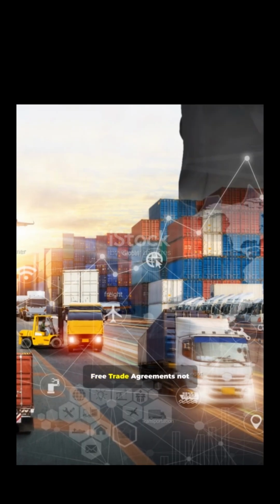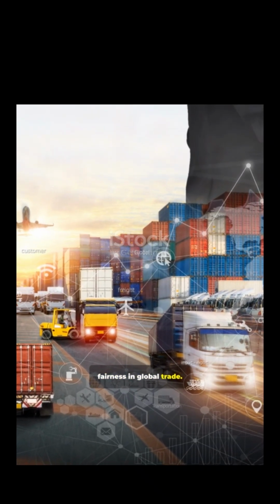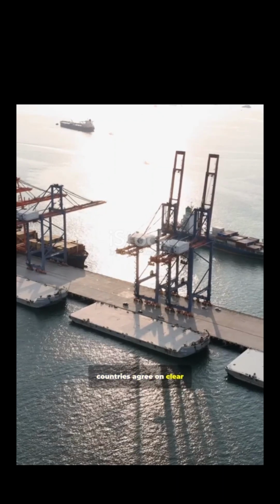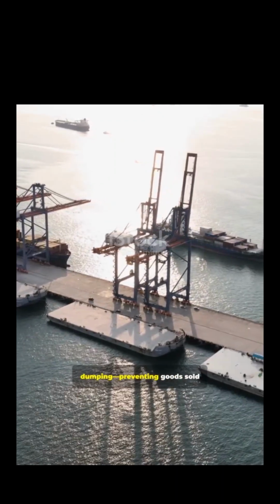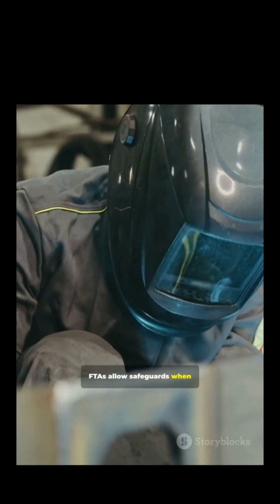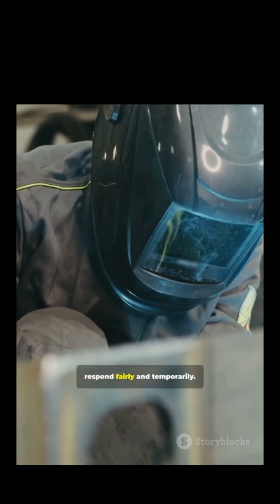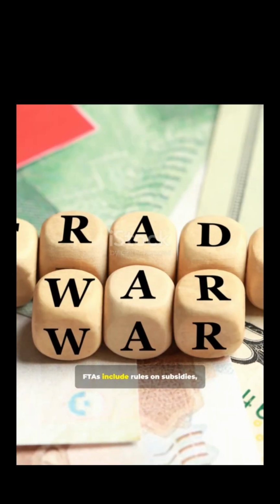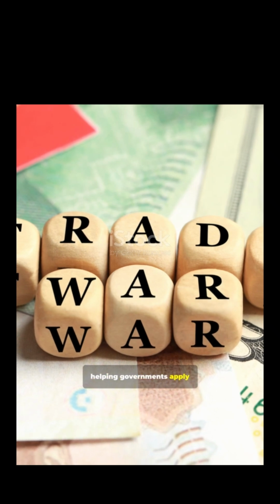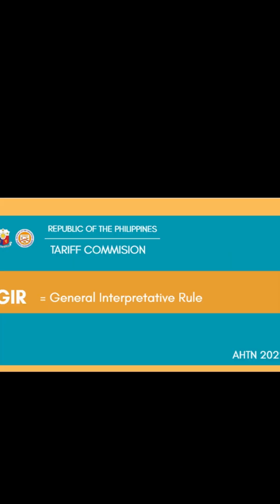Free trade agreements not only open markets but also include rules to protect fairness in global trade. Through FTAs, countries agree on clear procedures to fight dumping, preventing goods sold below cost from harming local industries. FTAs allow safeguards when sudden import surges threaten industries, giving countries tools to respond fairly and temporarily. FTAs include rules on subsidies, helping governments apply countervailing duties when imports benefit from unfair foreign support. By combining open trade with defense tools, FTAs create fairer, more stable global markets.